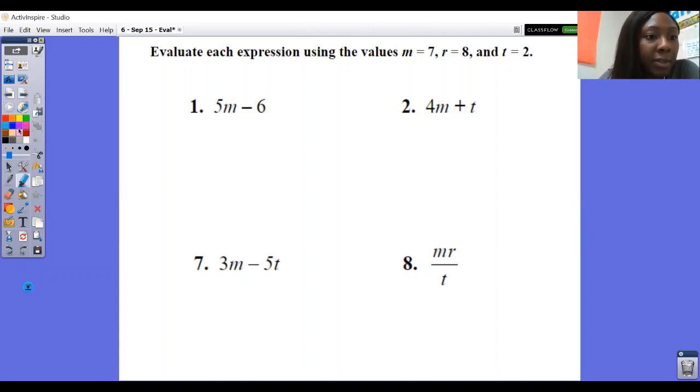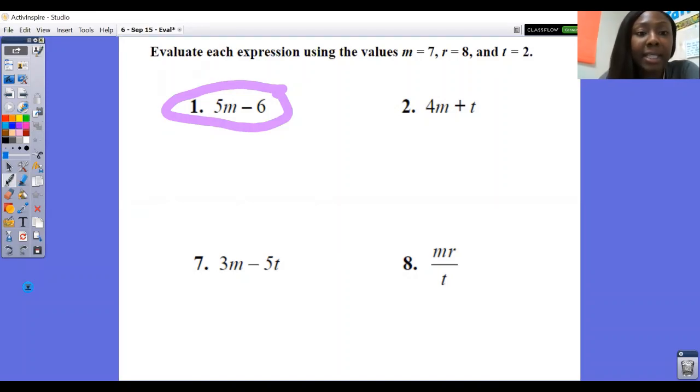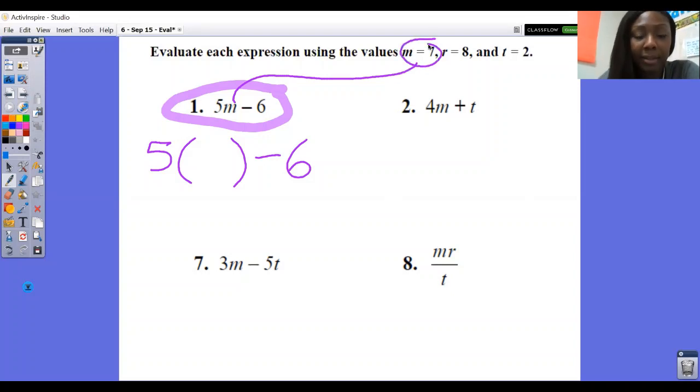So let's start off with the first one. Number 1, it says 5m minus 6. The first thing you should do is always replace the m with a set of parentheses, because that is where we're going to be substituting what m actually equals. If you look back at the directions, it tells me that m equals 7. So instead of an m, notice I have put a set of parentheses because that's where I'm going to plug in a 7. Make sure you have your calculator handy, because this expression right here is what I'm going to plug into the calculator.